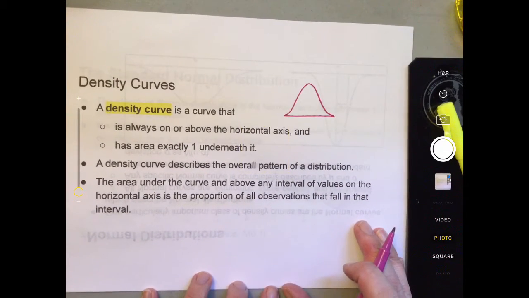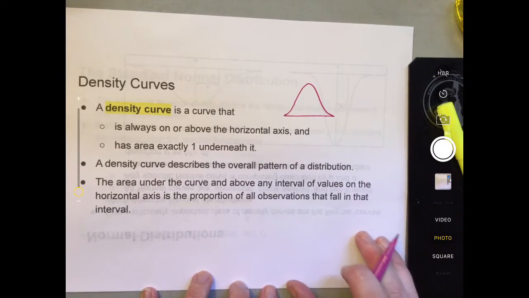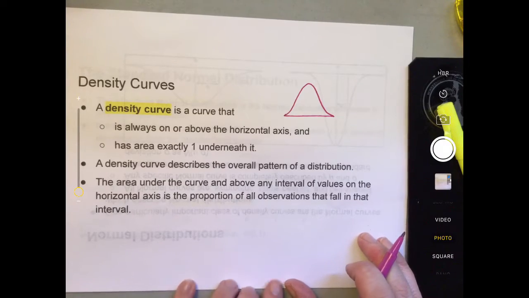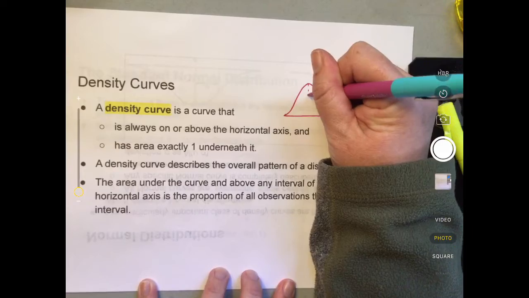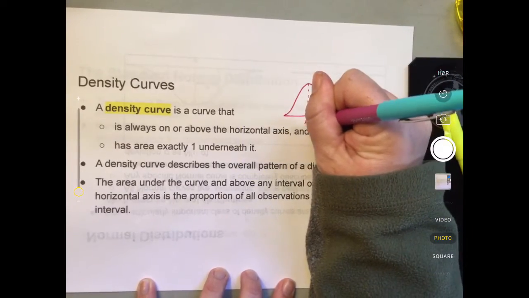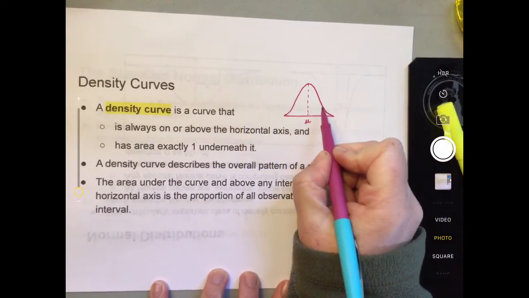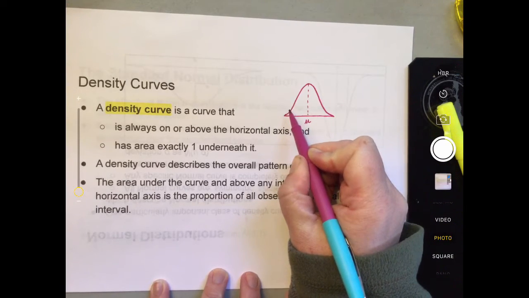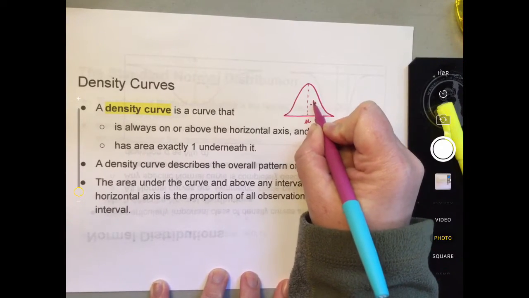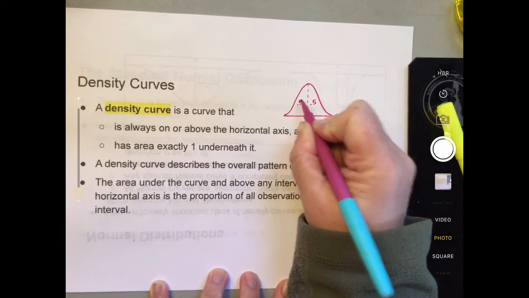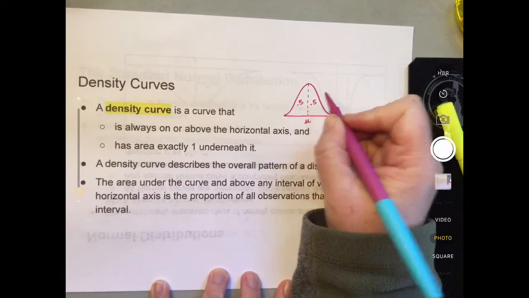The area under the curve and above any interval of values on the horizontal axis is the proportion of all observations that falls in that interval. So if this were perfectly symmetrical, you know that the mean is right in the very middle. 50% of the data falls above the mean and 50% falls below the mean. So that could just translate into 0.5 and 0.5, giving us an area of 1.